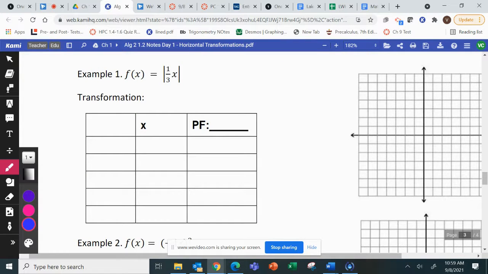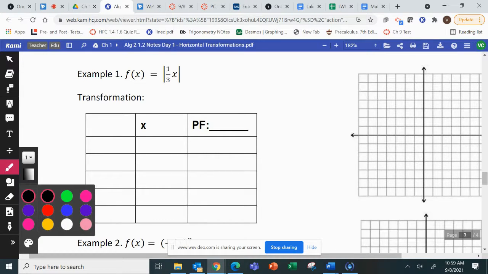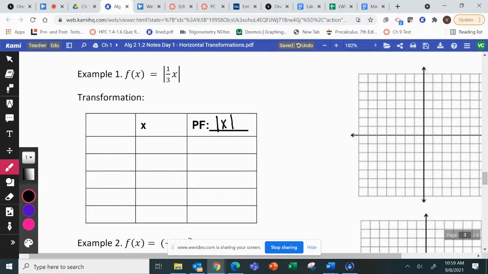So f of x equals absolute value 1/3 x. First thing I'm going to do is determine my parent function. I think I said it. Absolute value of x. So I'm going to pick x values. You can see my x column is in a different place than it was before because I set this table up for you already. My x column, I'm going to pick -2, -1, 0, 1, 2. And then I will put that into absolute value and I get all positives back.